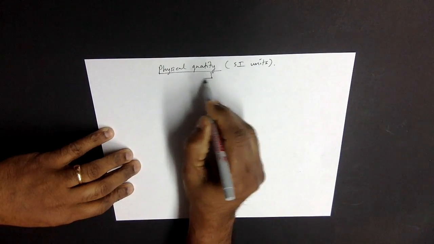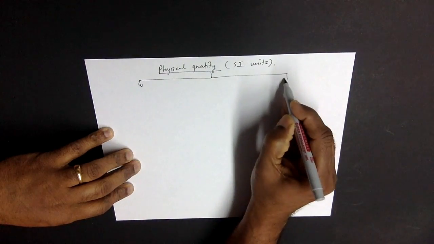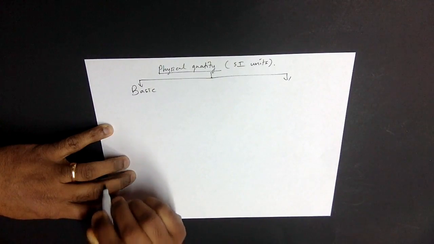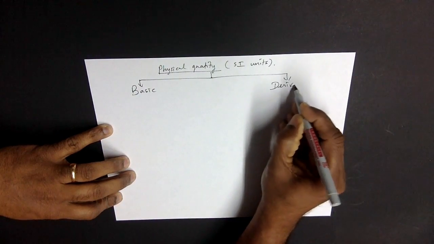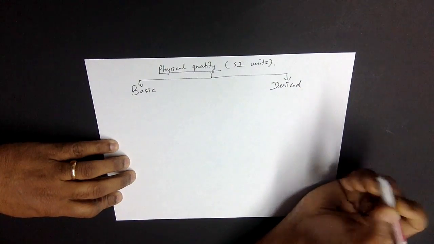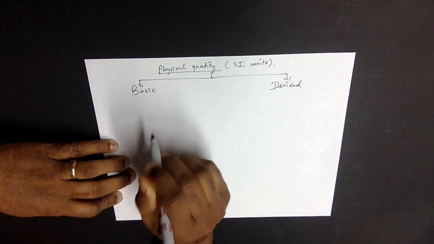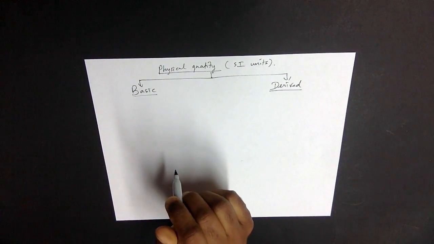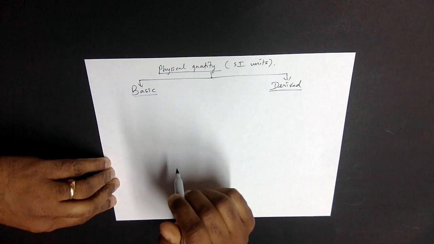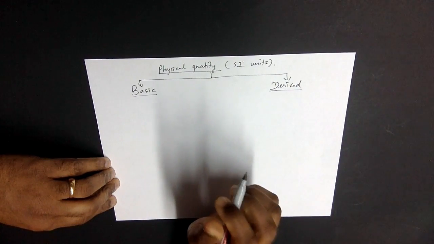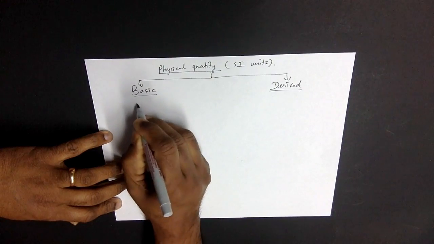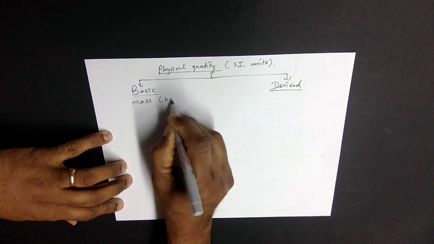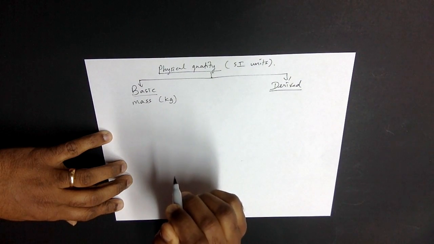Now physical quantities are classified into two main classifications. You have basic quantities and you have derived quantities. Now, what is a basic quantity? A basic quantity is a quantity that stands alone to represent itself. It doesn't need the support of any other quantities. It can stand alone. And some of them are mass, which is measured in kilograms. Now, kilogram is the SI unit for mass.